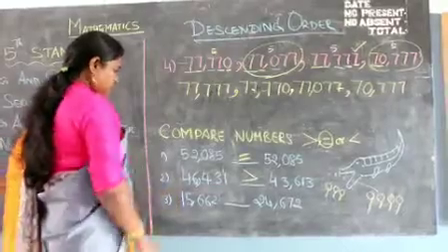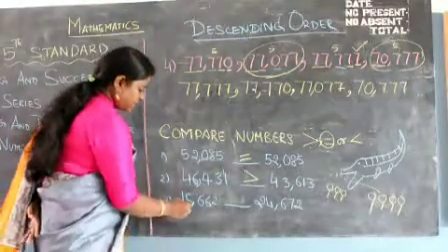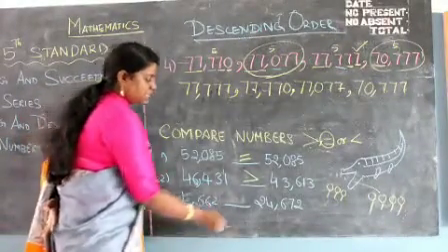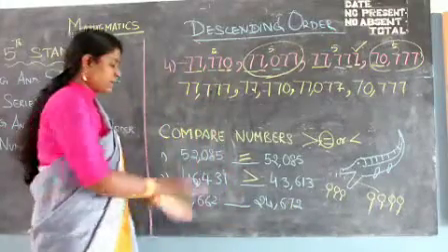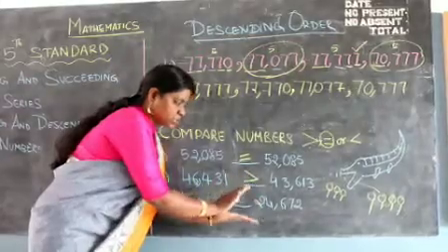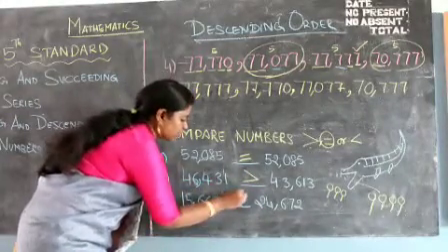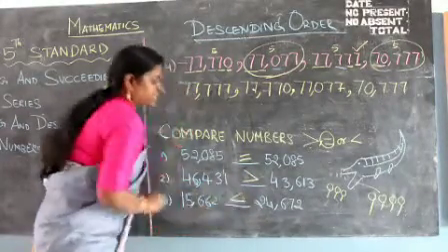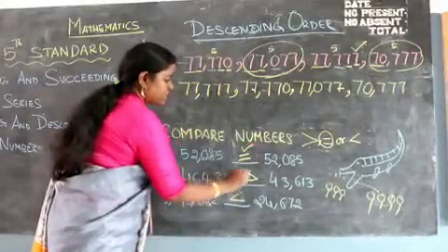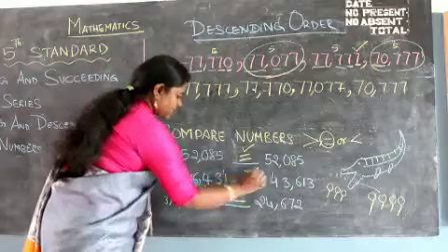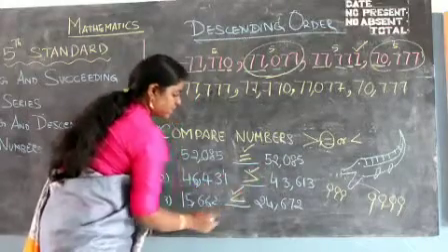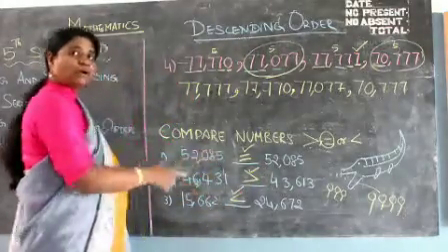Now let's see the last example. It is 15,662 and 24,672. So the crocodile will eat the bigger number. Which is the bigger number? This is the bigger number. So this is how your symbol is going to look. How are you going to write it? Like this. So this is the equal symbol. This is the greater than side, and smaller is this side. Okay, so these are the symbols and how you're going to write them.